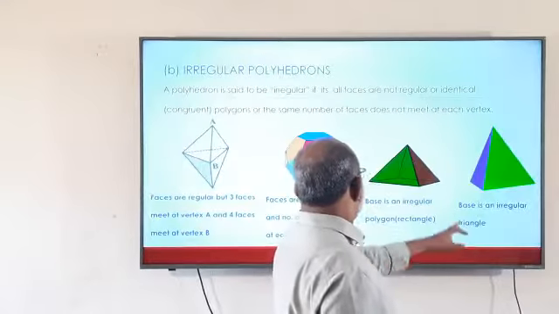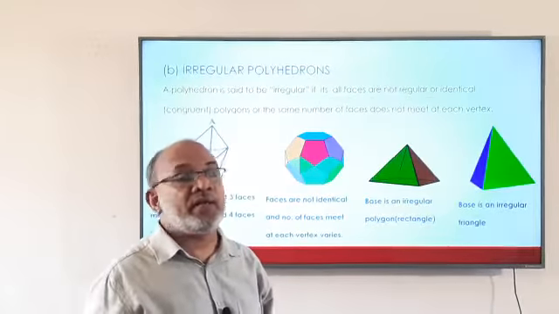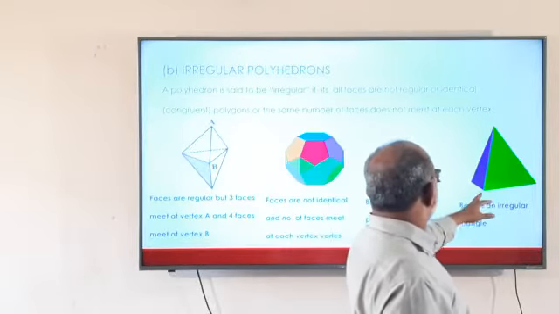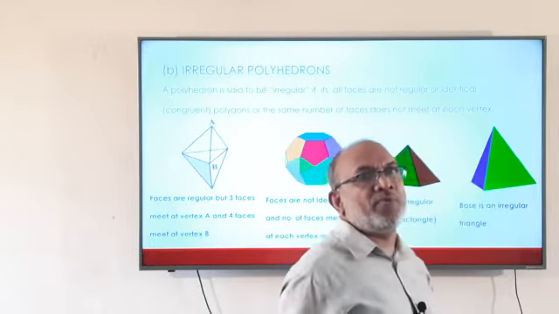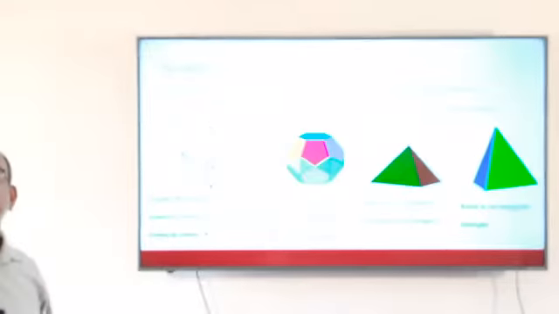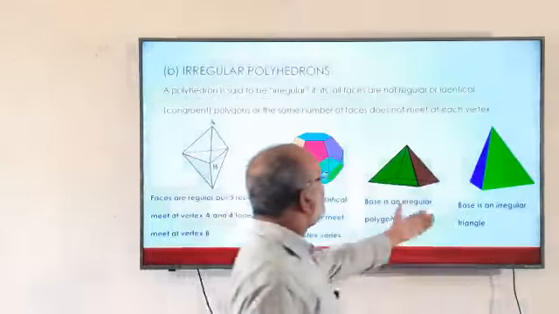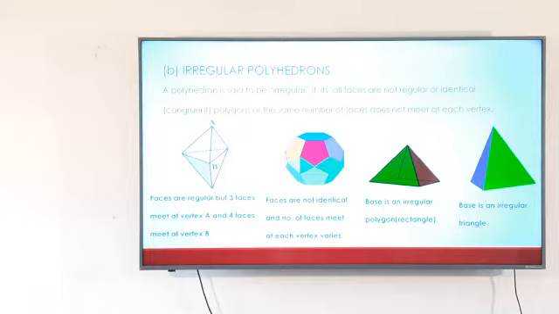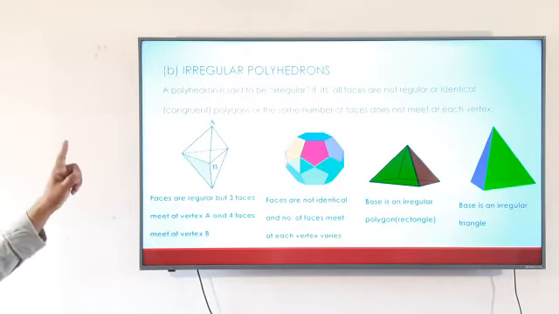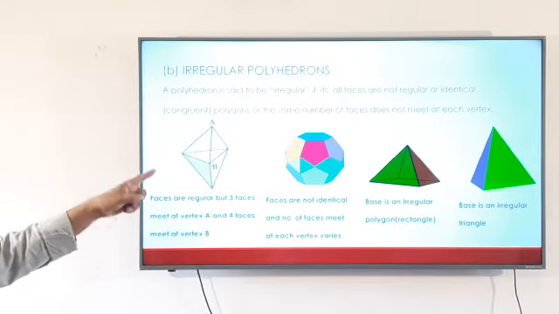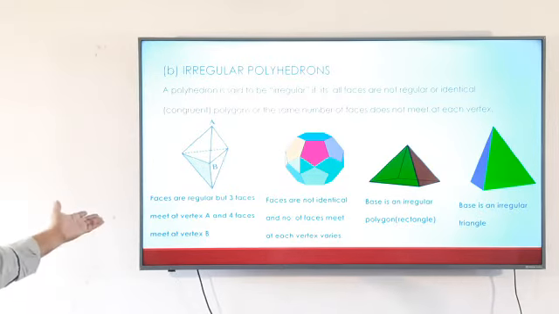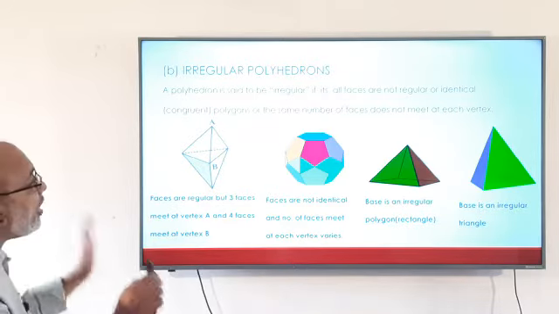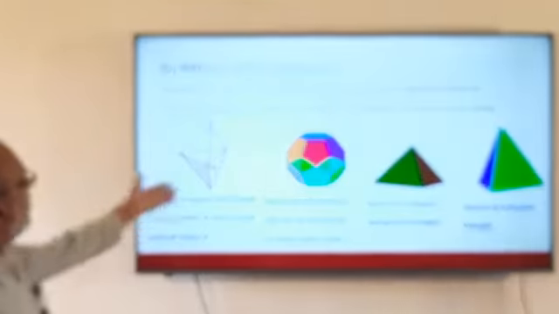So it's irregular, right? So again you can see this base is an irregular polygon. Why? It's a rectangle. A rectangle is not a regular polygon. And this base is an irregular triangle. It's a scalene triangle. You have already learned about scalene triangle, isosceles triangle, and equilateral triangle. This is a scalene triangle. Therefore, it is not a regular polygon, right? So a polyhedron is said to be irregular if all its faces are not regular or identical, or we can say congruent polygons, or the same number of faces does not meet at each vertex. Here it does not meet, as we have discussed.